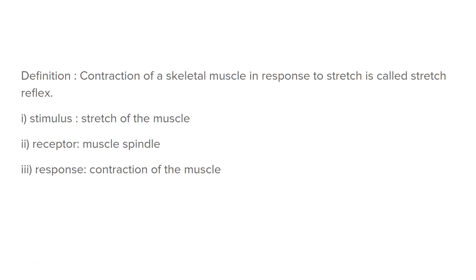Now, what is the receptor? What senses this stretch? The thing that senses the stretch is the muscle spindle. What is the response? This gives out a signal to the spinal cord, and from the spinal cord, the specific neuron which supplies that muscle starts contracting. The response is the contraction of the muscle.